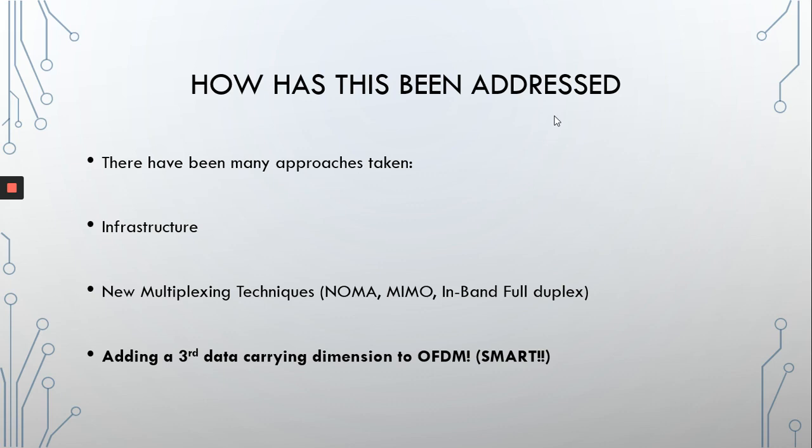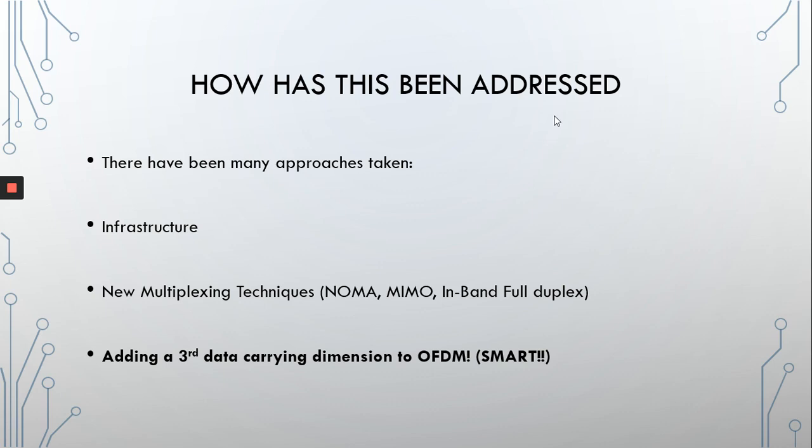Some of the current research has been on NOMA, MIMO, in-band full duplex. These are other multiplexing techniques. Other people, on the other hand, have seen that given that OFDM is implemented in the standard, it has a set of advantages which we can't deny. In that case, why don't we just try to build upon it? Why don't we just improve it?